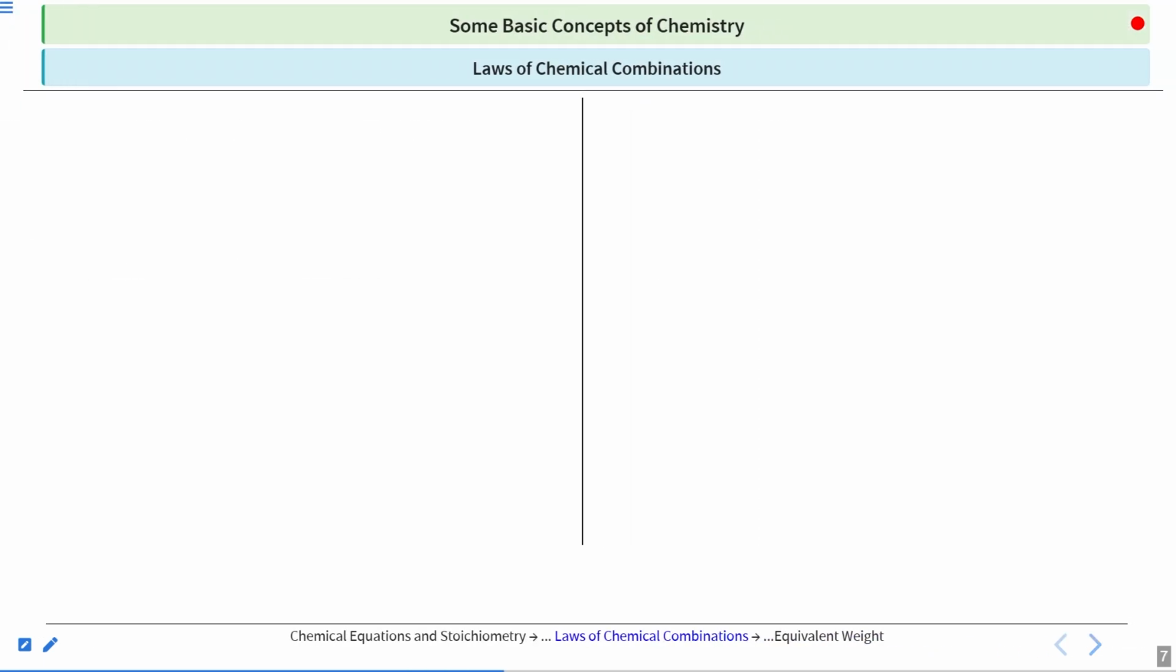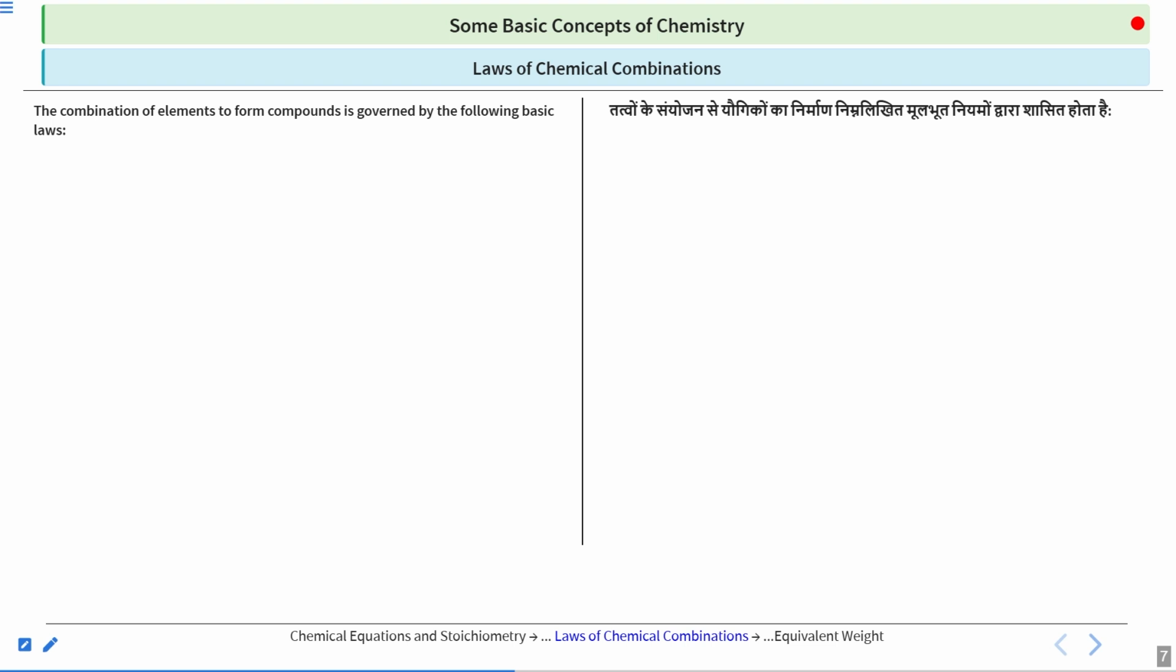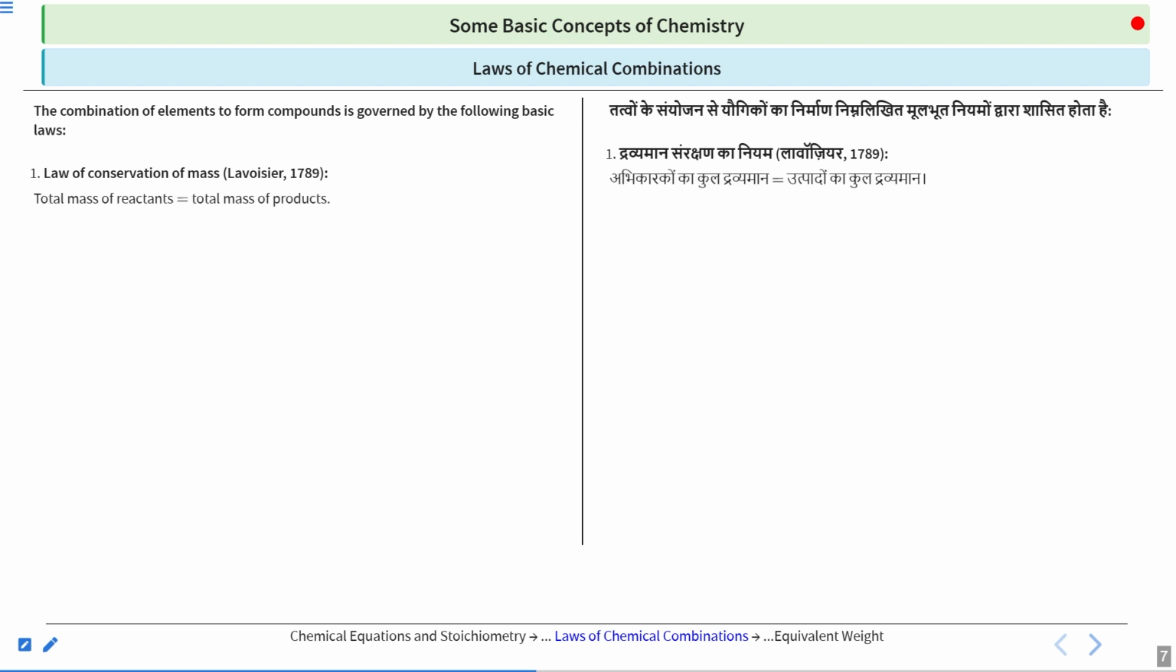we will move now to the laws of chemical combination. The combination of elements to form compounds is governed by basic laws. So what are those laws? Law of conservation of mass, given by Lavoisier in 1789. It says that the total mass of reactants is equal to the total mass of the products. Suppose you have 180 grams of reactant, then the mass of the product that is formed is 180 grams also, if it goes to complete reaction. In case it does not, then the lost mass of the reactant is equal to the total mass of the product. So it is very, very obvious to understand.